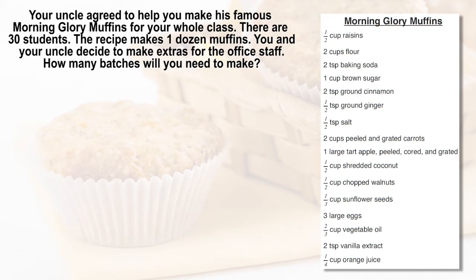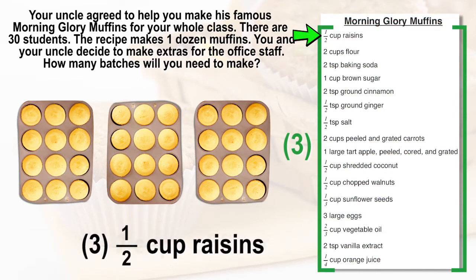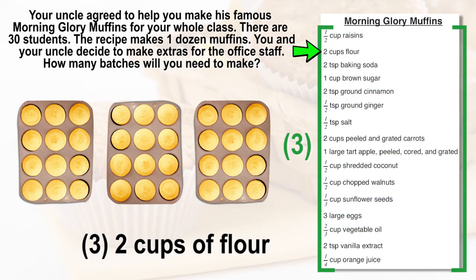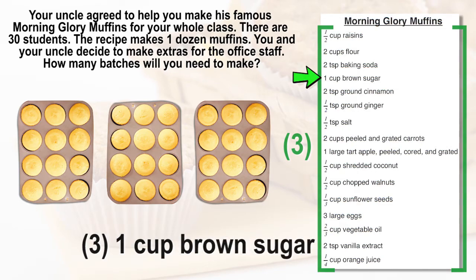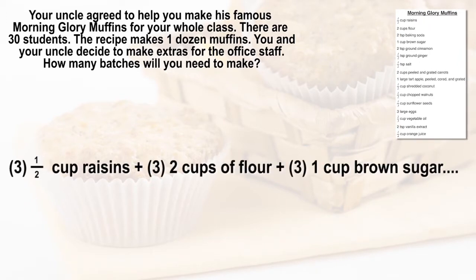Since we will be making 3 batches of muffins, we will need 3 groups of each type of ingredient. 3 groups of 1/2 cup of raisins, 3 groups of 2 cups of flour, 3 groups of 1 cup of brown sugar, and so on. Our equations will be written as multiplication equations: 3 multiplied by 1/2 cup, 3 multiplied by 2 cups, 3 multiplied by 1 cup, and so on.